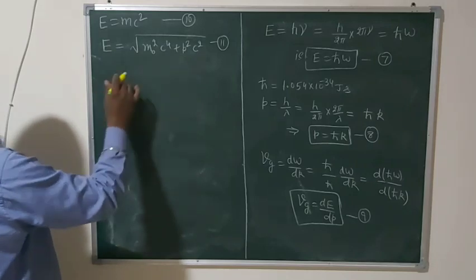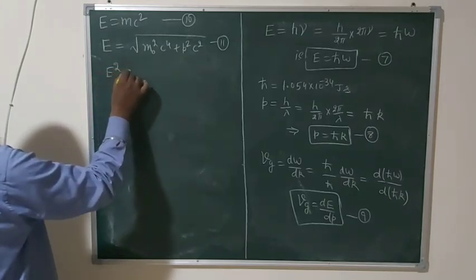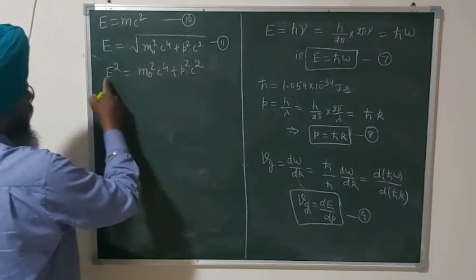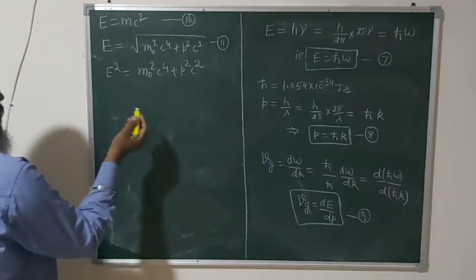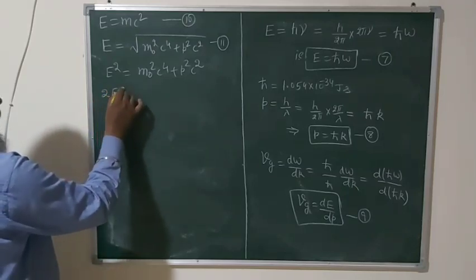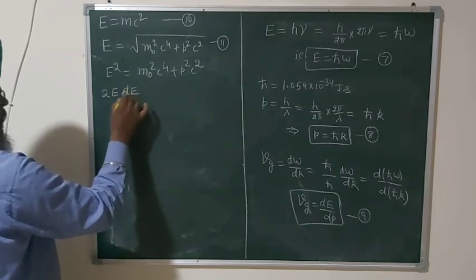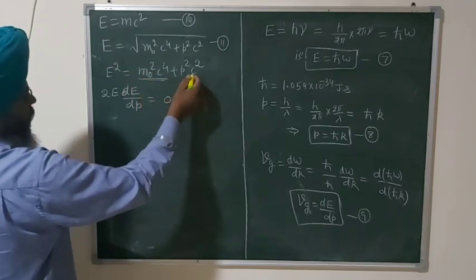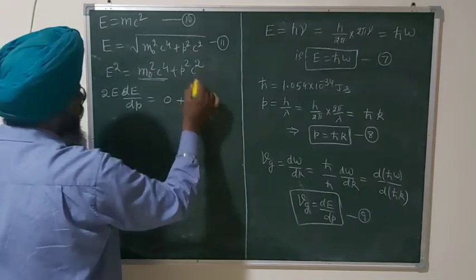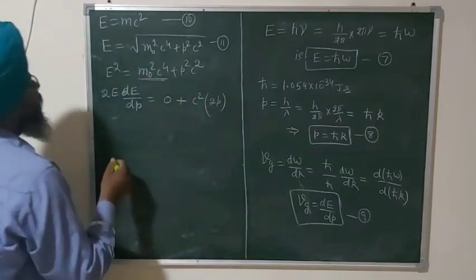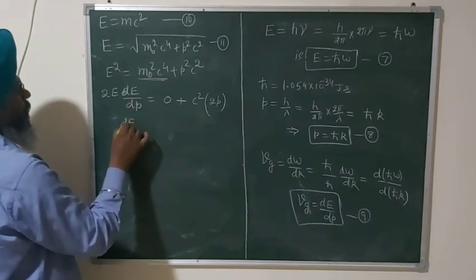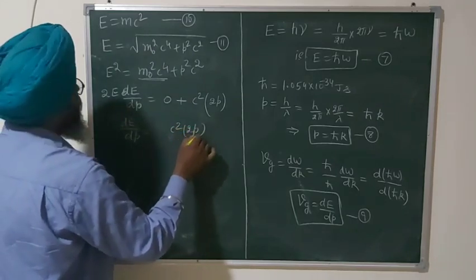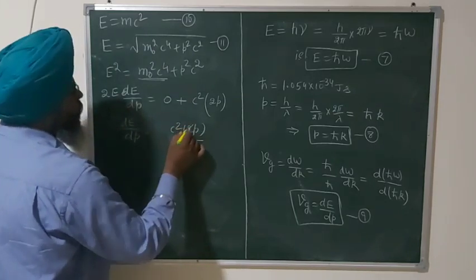If I square equation number 11, I would get E square is equal to m naught square c^4 plus p square c square. Take the derivative of this equation with respect to p on both sides, then we will get 2E dE by dp. This quantity is constant, so its derivative will be 0, and c square is constant, it will come outside, and derivative of p square will be nothing but 2p. Therefore, I can write dE by dp is equal to c square into 2p upon 2E. 2 and 2 will get cancelled.